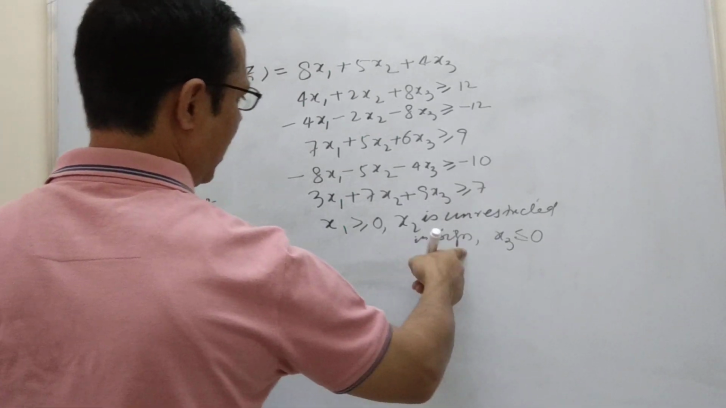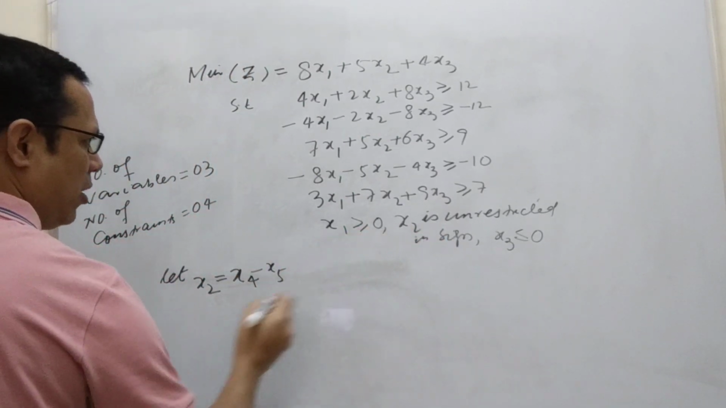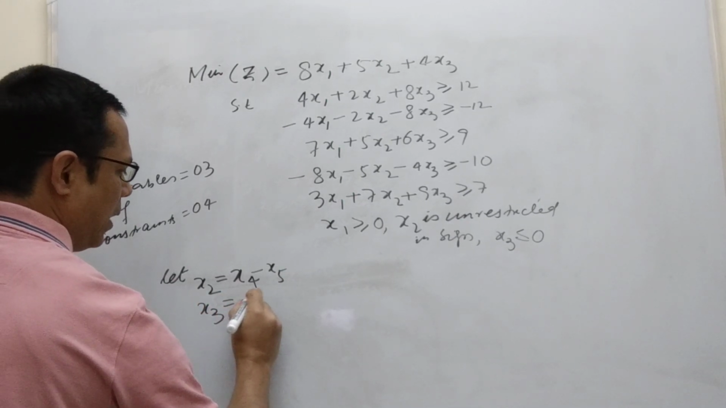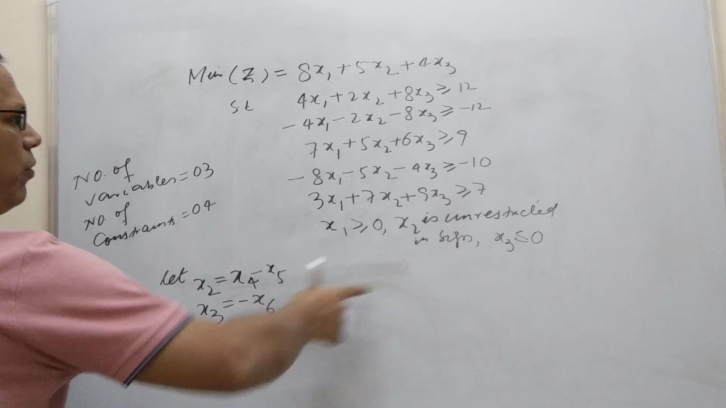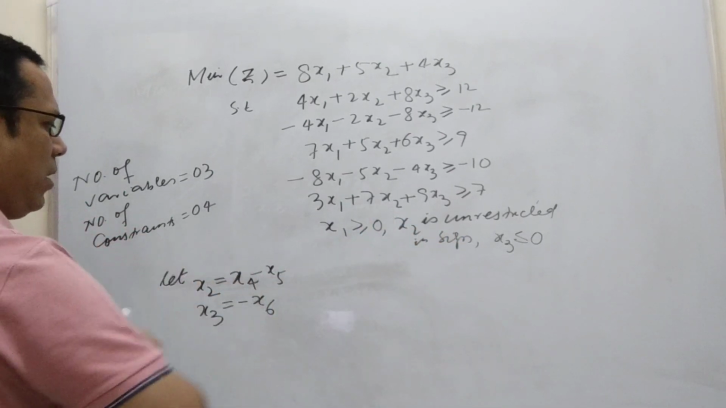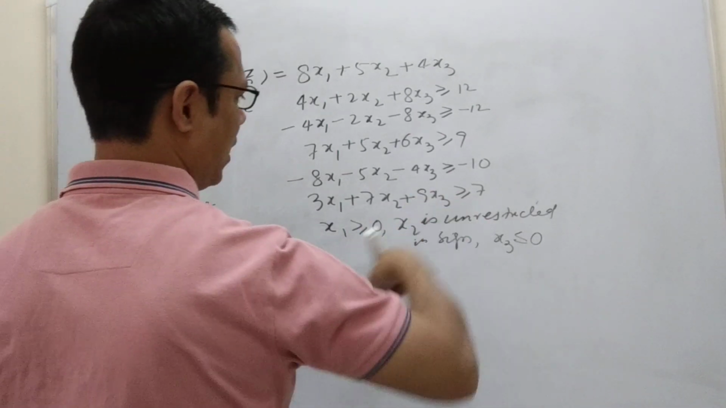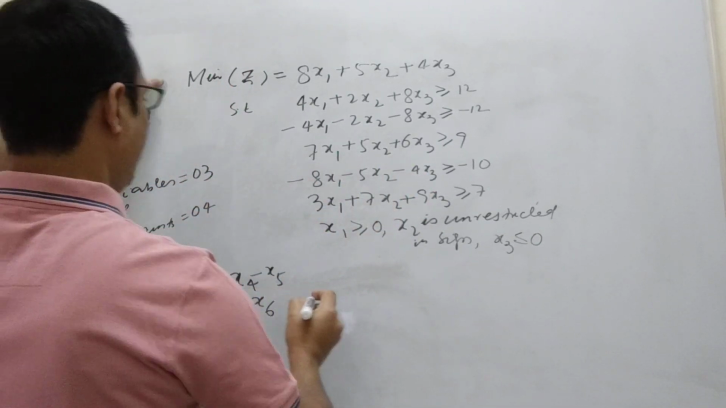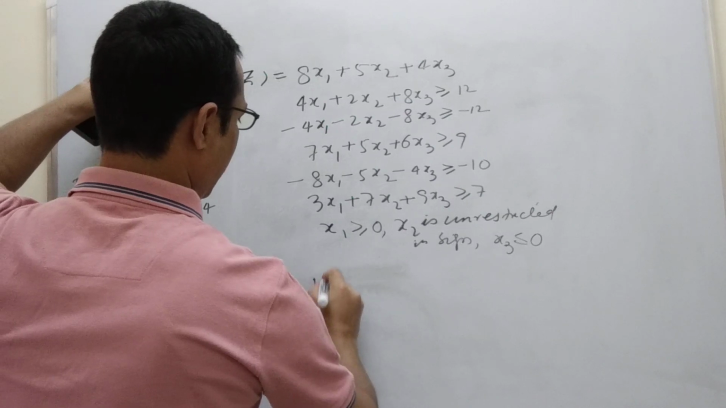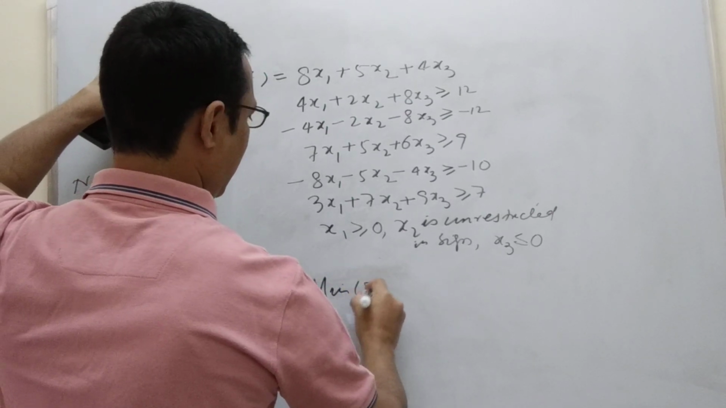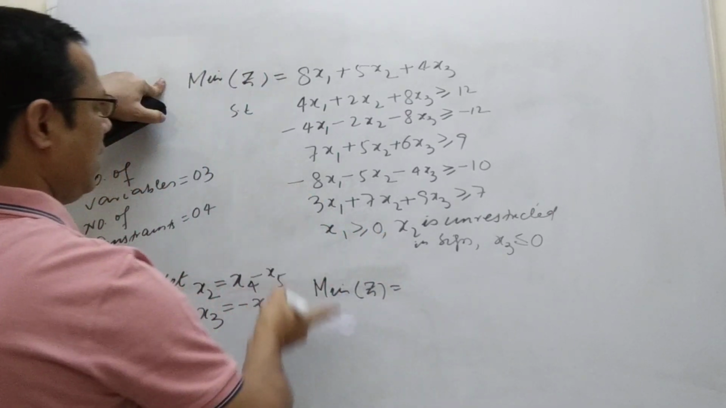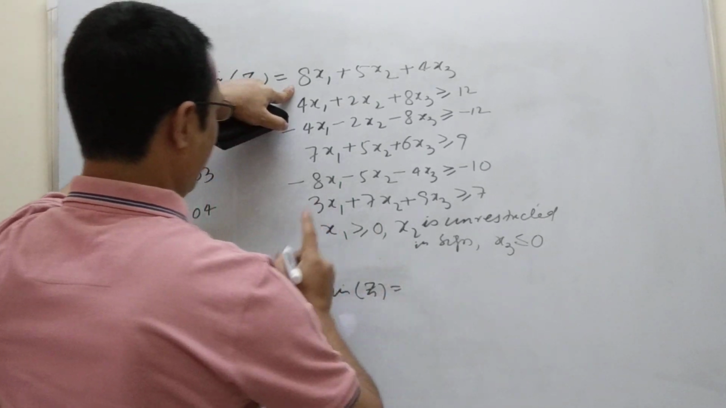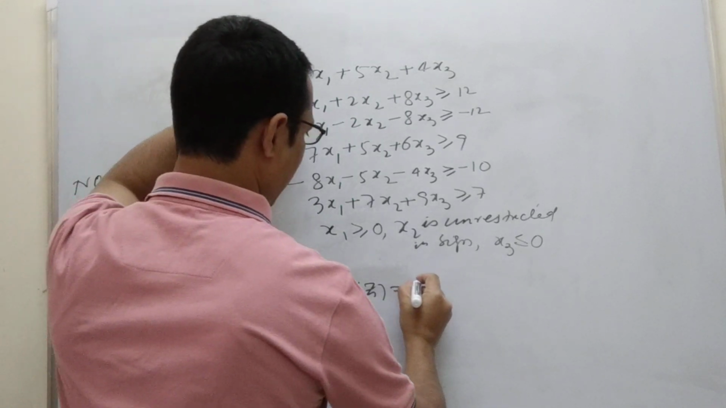And for x3, because x3 is less than or equal to 0, I am going to consider x3 equal to minus x6. So if you change variable with this variable, all the conditions of the variables will get changed into the greater than or equal to 0 form. So now I am going to write min Z. After getting these changes, we will proceed to the dual form, to change from primal to dual. So we will see how to change.